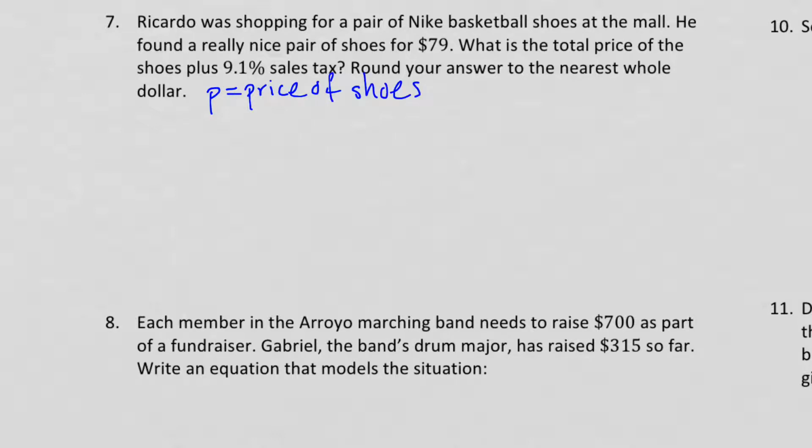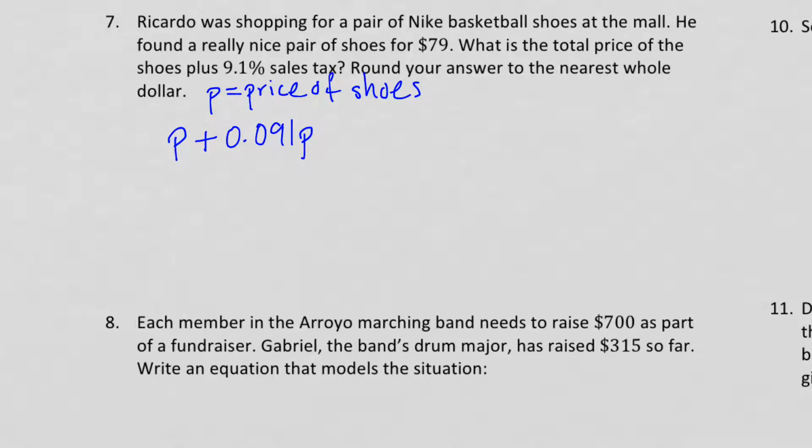So if I want to know the total cost of the shoes after sales tax, what I need to do is add P plus the sales tax, which is 9.1%, changed to decimal form. This is a percentage. Decimal form means move the decimal over twice. So it's 0.091p. Remember what we did? When you find the tax, you're multiplying it times the price of the shoes. So it's the price of the shoes plus the tax times the price of the shoes. That's going to calculate how much tax it is.